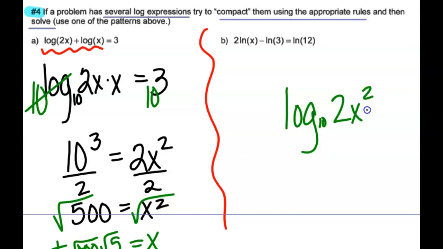This squared is only applying to the x. It's not to the 2. If you were going to move it to the front, you would have to separate it first. So you'd have log base 10 of 2 plus 2 log base 10 of x equals, and then you're back to having 2 logs, okay?